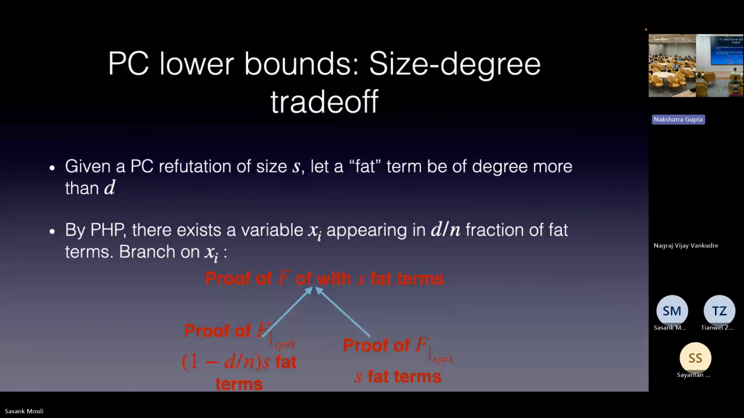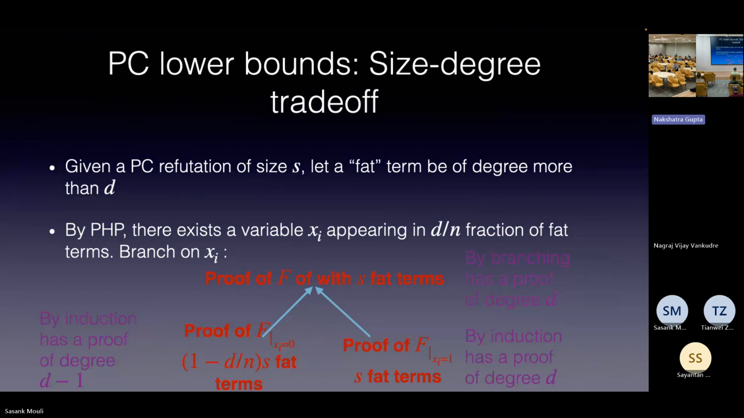And then by induction, this branch has a proof of degree d minus 1 because it has fewer fat terms, it's a smaller sized proof, and this branch has a proof of degree d. And then we can combine these two into a proof of degree d of the original formula. So this is a rough sketch of how size and degree are connected for these proofs.